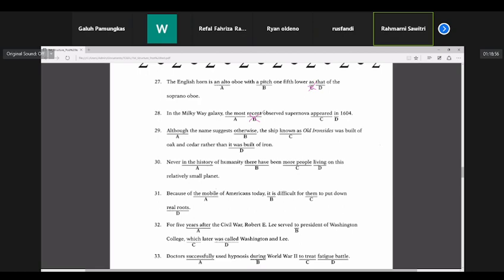And then 29, we have Romi Putra. Yes, Miss.